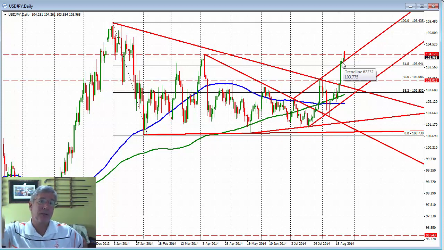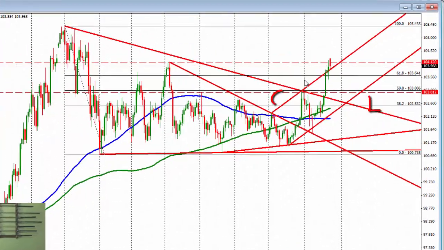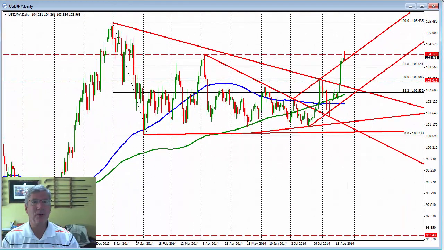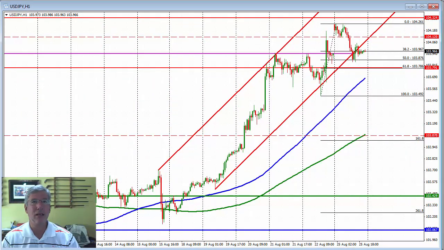But that comes with this disclaimer, folks, that we don't start to move and take out other support levels like this trend line, like this 61.8% retracement at the 103.64. If it goes below those levels, I'm not long anymore, okay? I may not be short, but I'm not long anymore, okay? So understand that fact, understand that dynamic.